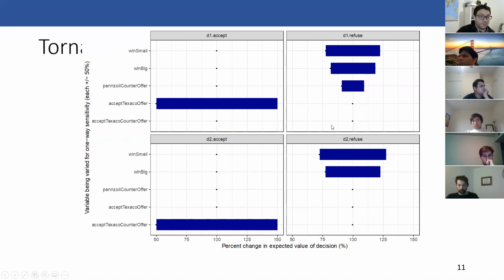Okay, any questions so far about this? Hopefully this is not confusing anyone too much. All right. Oh, wait, I see someone.